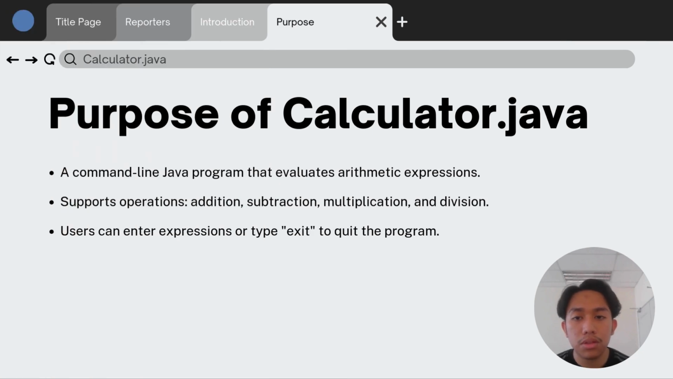Assalamualaikum warahmatullahi wabarakatuh to Madam Khairul Mazana, and today I'll be continuing the presentation by presenting Calculator.java. Calculator.java is a command line Java program that evaluates arithmetic expressions. It supports the operations of addition, subtraction, multiplication, and division. Users can enter an expression or type exit to quit the program.